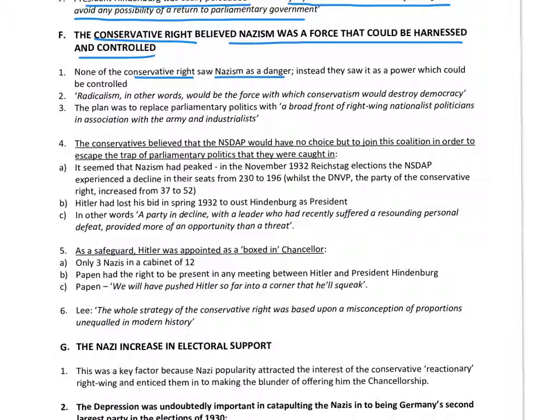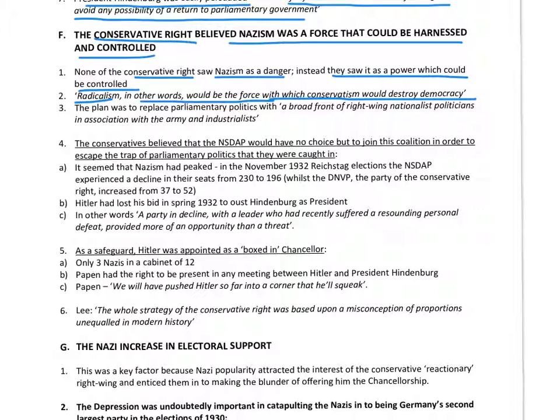But at the time they didn't see Nazism as a danger. Instead they saw it as a power which could be controlled to serve their own interests. Radicalism, in other words, this is a nice quote, would be the force with which conservatism would destroy democracy. So what the conservative right wanted to do was to take hold of the energy of the radical right wing, the Nazi Party, and use that energy to destroy democracy.